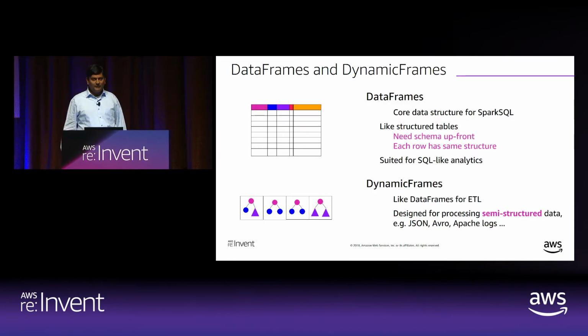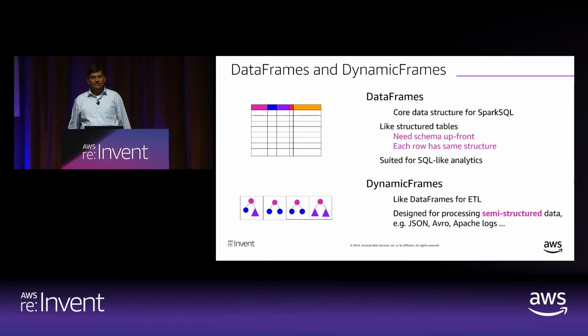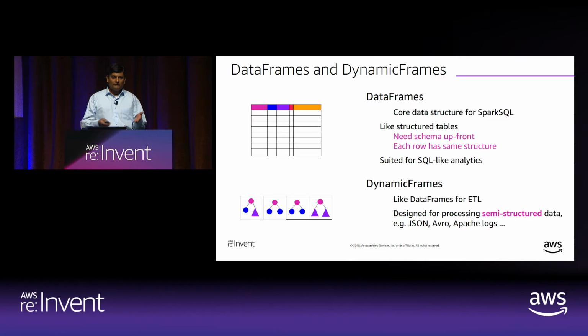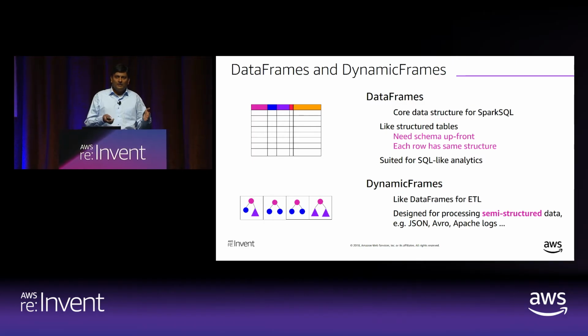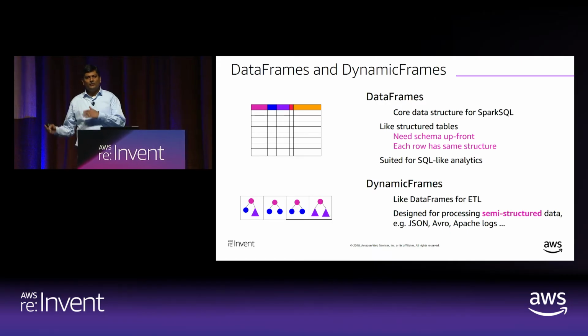Data frames and dynamic frames. Data frames are the basic core data structure for Spark SQL. They're like structured tables. We all know what tables look like. You need a schema up front. Each row has the same structure. And when you know that every row has the same structure, you can optimize the layout of that structure for SQL-like analytics. It works really well, makes it go super fast.